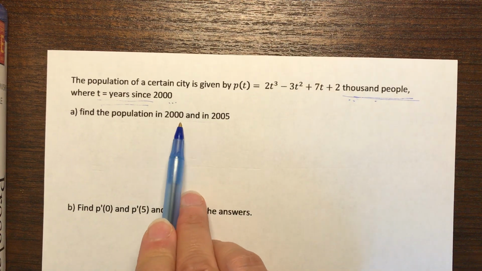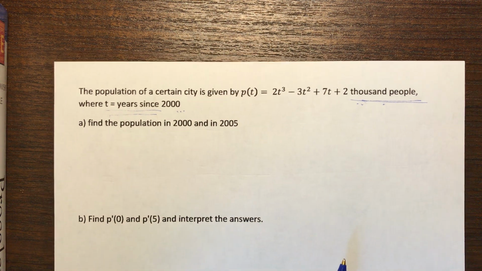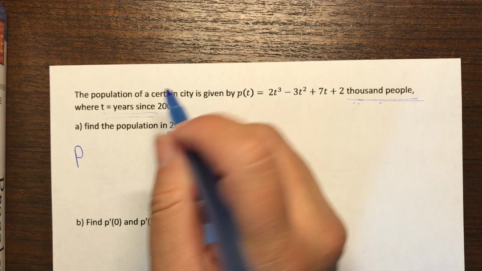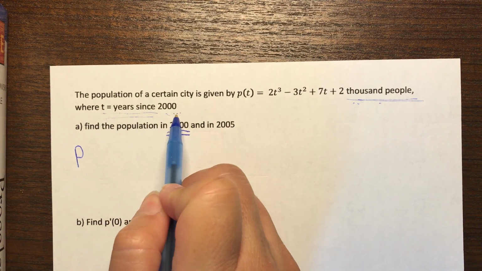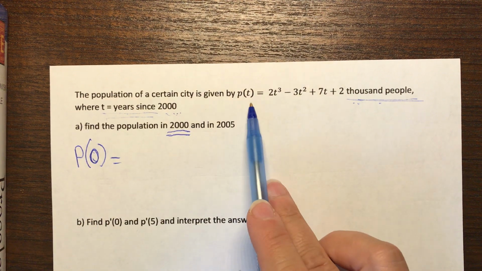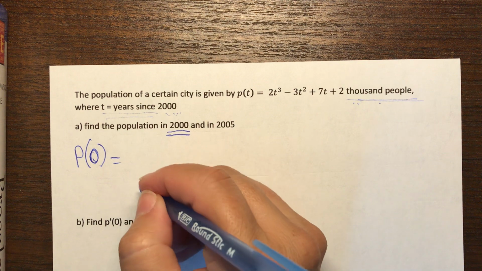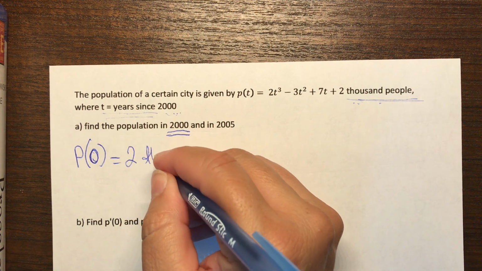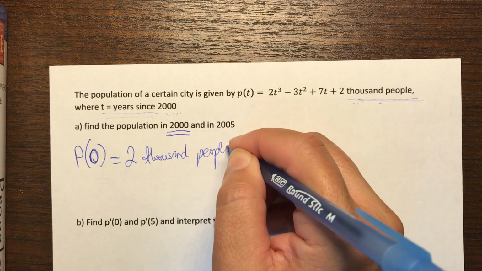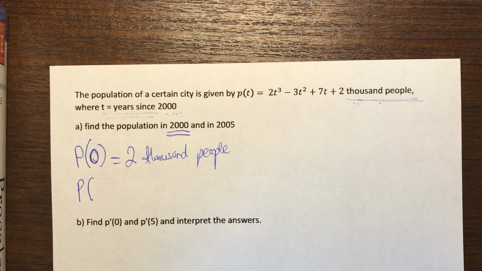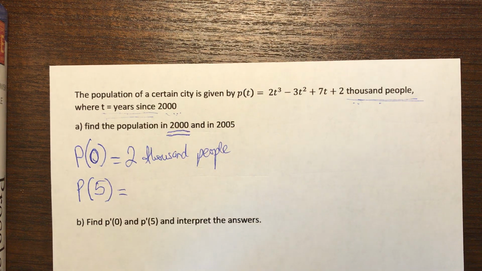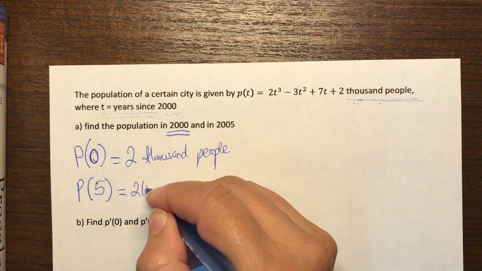What does it mean to find the population in 2000 and the population in 2005? Now, the population in 2000 is how many years since 2000? That's 0 years, right? So when you plug in a 0 here, you're going to get what? 2,000 people. Okay. What about 2005? In 2005, that's 5 years later, right? So plug in a 5 in there.